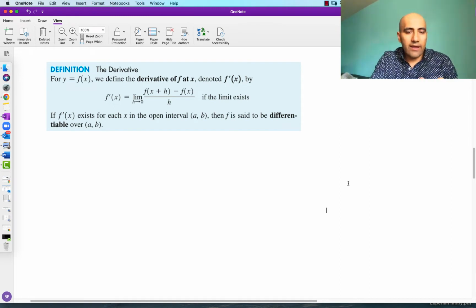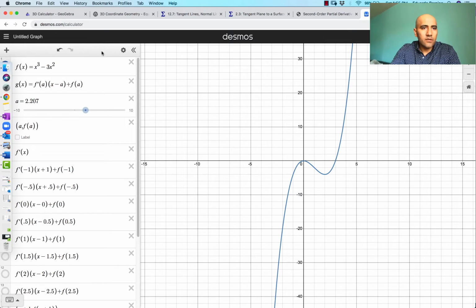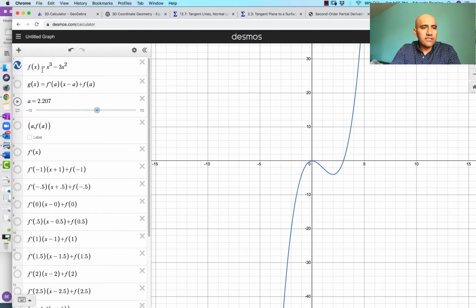Let's do a graph to refresh our memories of what this actually means. I'm going to use Desmos. Here in desmos.com, let's say that I'm working with this function here in blue. The equation is f of x equals x cubed minus 3x squared. Just a random function I created.